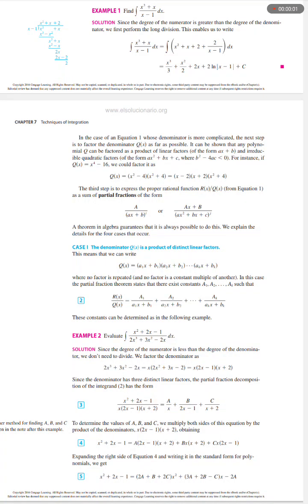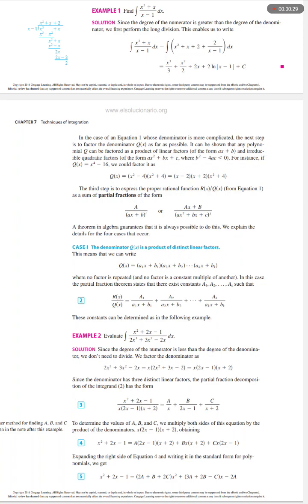Example 1: find the integral of (x cubed plus x) over (x minus 1) dx. Sidebar: x cubed plus x divided by x minus 1 is demonstrated. Back to the text.